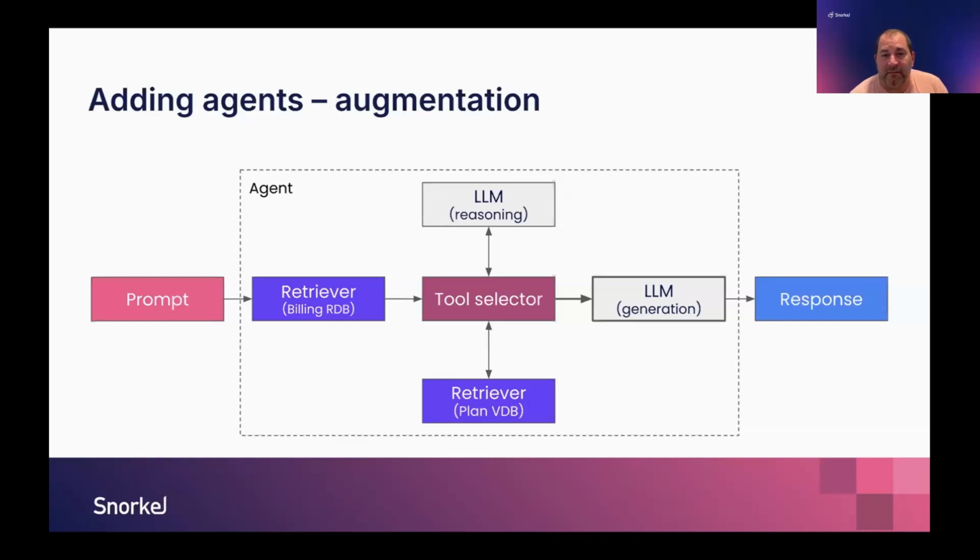Those tools could be anything, right? It could go fetch information from Salesforce, fetch information from a knowledge base, any other kind of APIs that are available to you, combine that context and then pass it on to an LLM for generation.